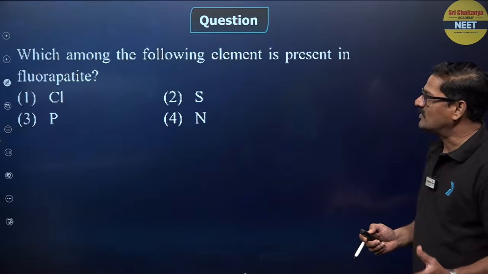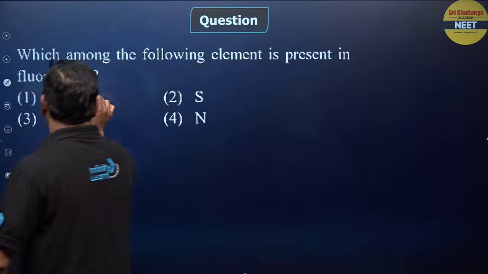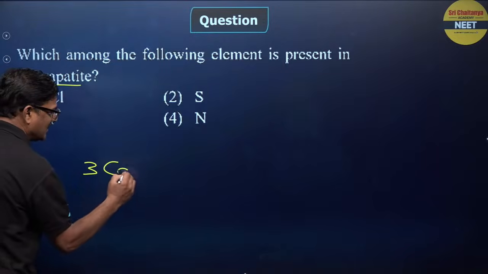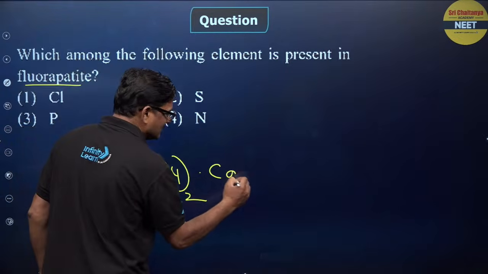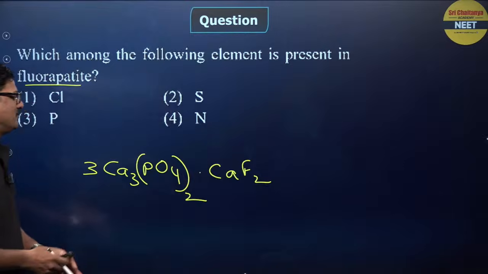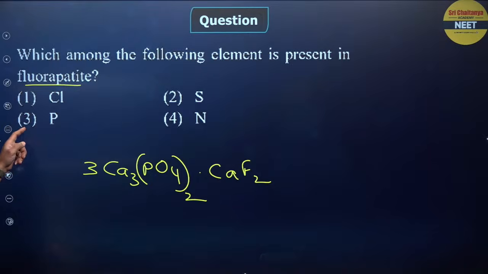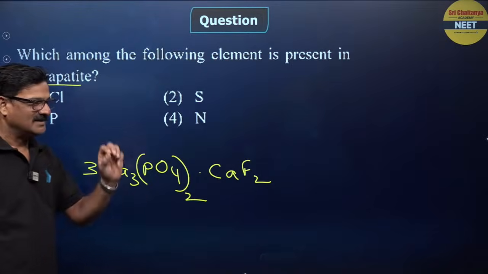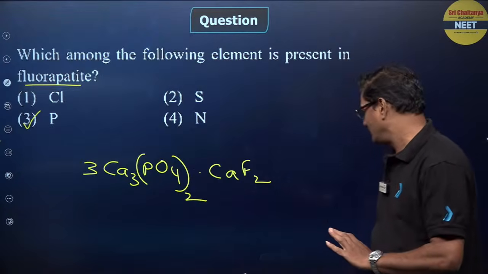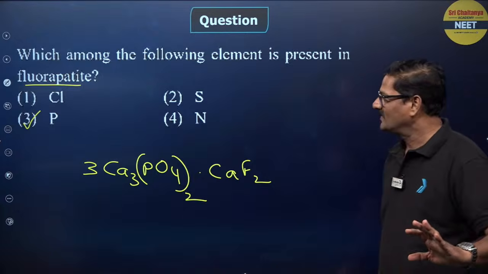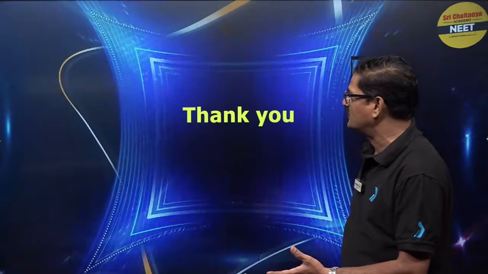Now it goes on like this. Which among the following elements is present in fluorapatite? What is fluorapatite? 3Ca3(PO4)2 and calcium fluoride. This is phosphate rock, the apatite family. It is an occurrence of phosphorus. It is given in the NCERT textbook. So phosphorus is the element over here. Are you getting or not? Clear? So like that we will be having so many questions based on that.